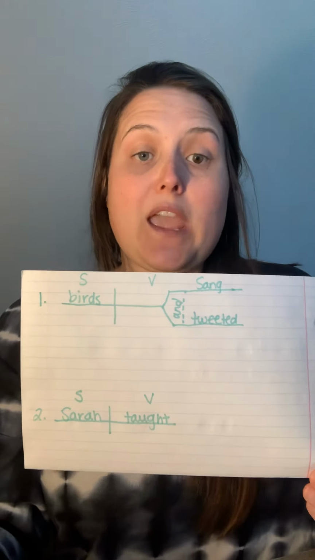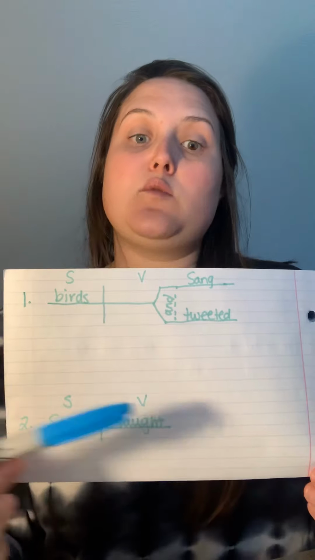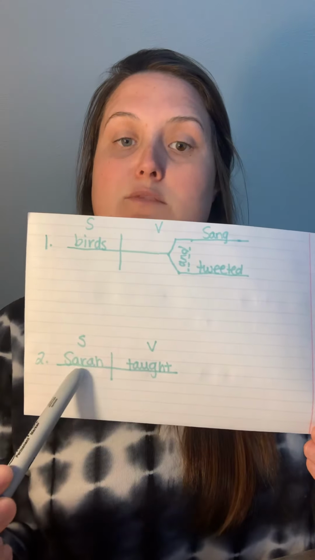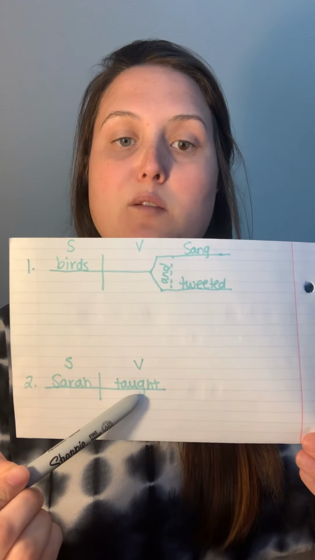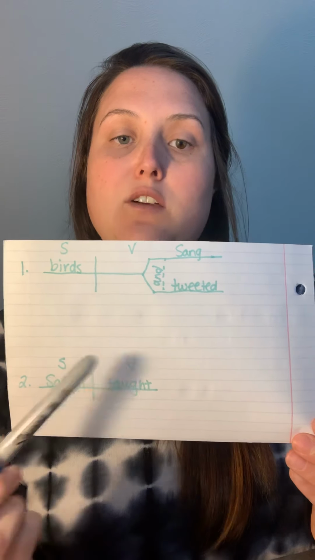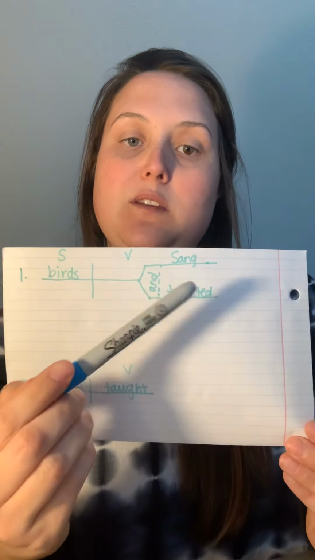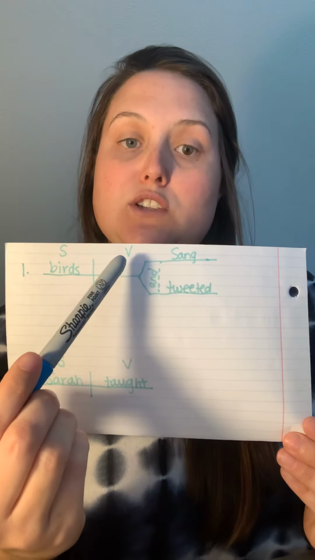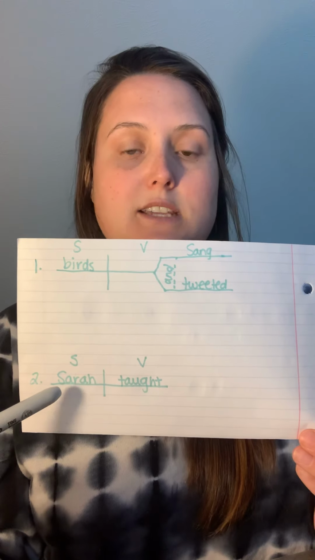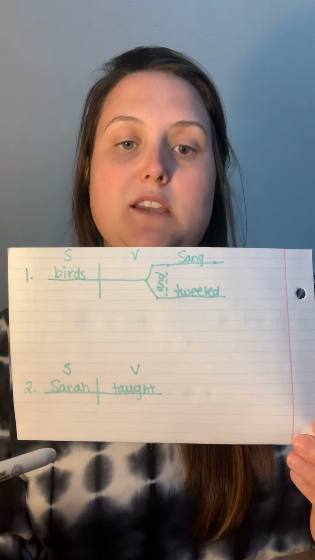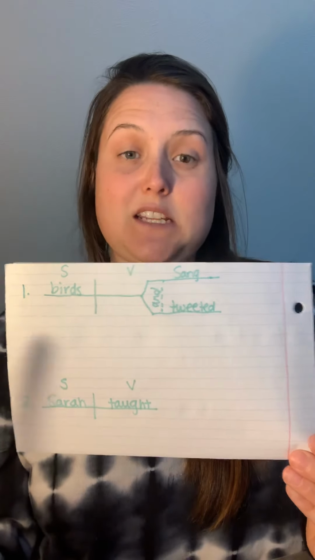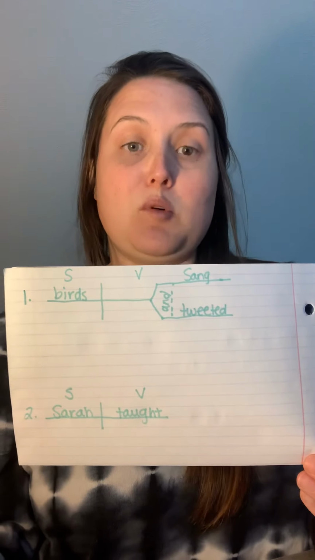Now, you may only have one subject and one verb. For example, Sarah taught at Oxford University. You only have one subject, Sarah, and one verb, which is taught. So this is a simple diagram. You will need no brackets. The only time you need brackets is if you have, again, two verbs or two subjects, okay? So your subject is Sarah, your verb is taught. So this is a simple diagram. That is how you would diagram a sentence with a simple subject and a simple verb.